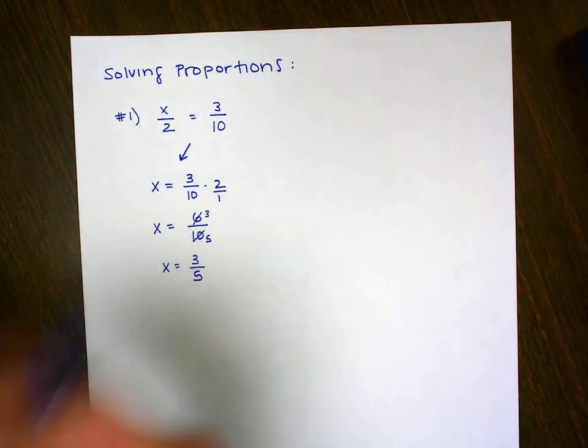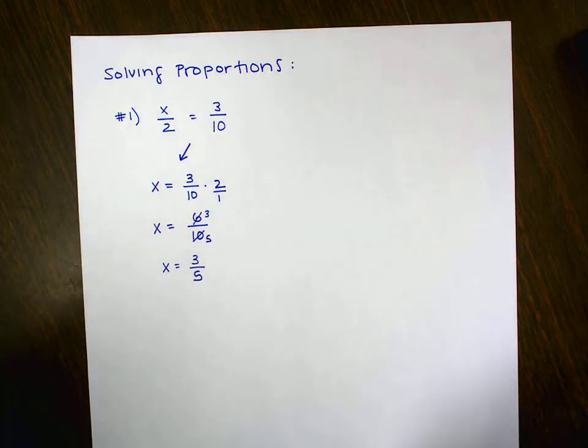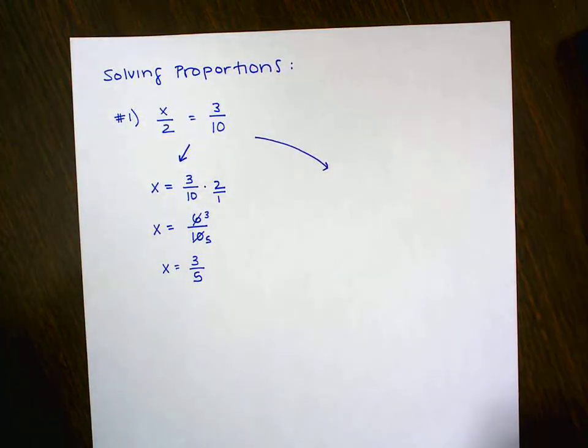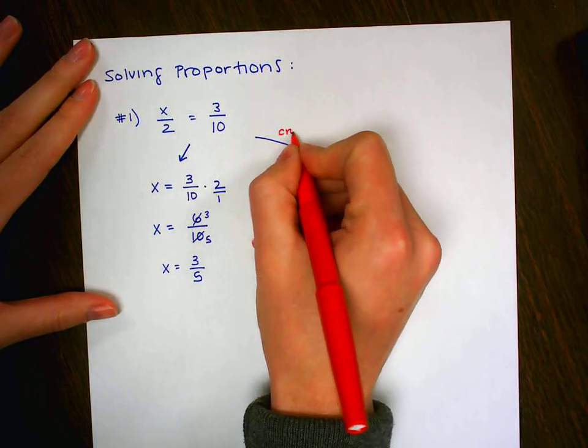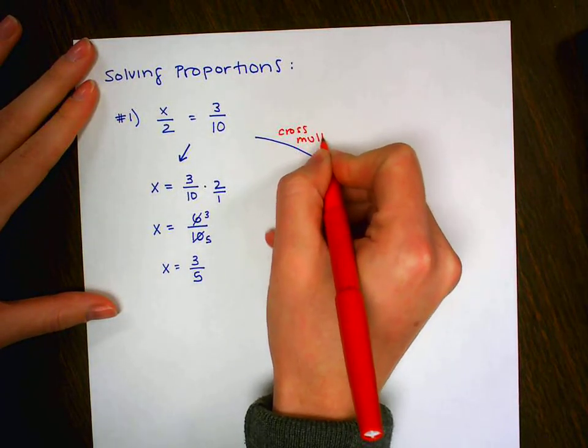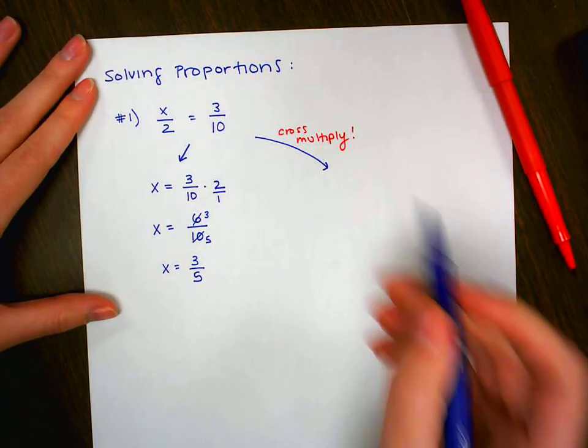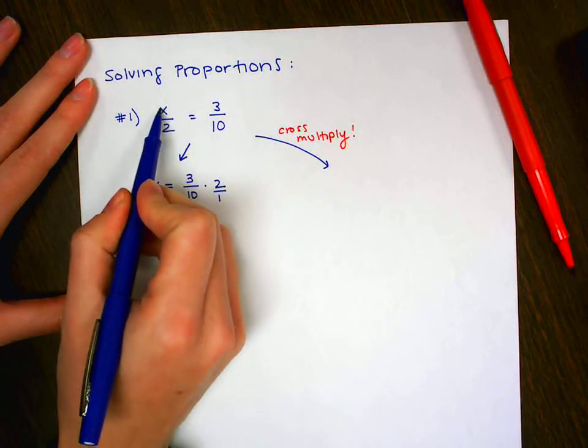In this case, it was easy to multiply by 2, but sometimes x is in our denominator. It gets nastier. So here is a method that we use a lot when we're dealing with proportions, and a lot of you already know it. It's called cross-multiplying. So I'm going to show you that method now. Cross-multiplying says we're going to multiply across the diagonal.